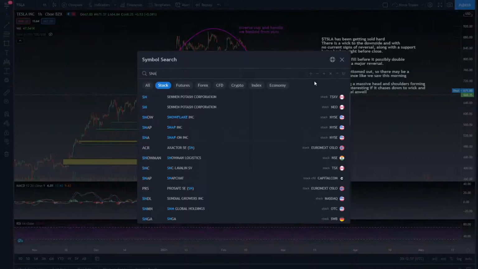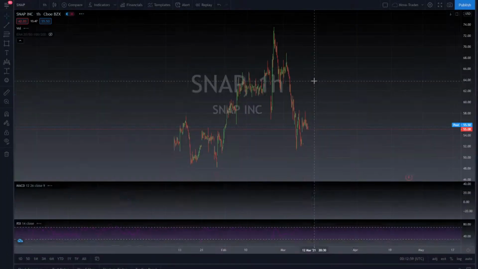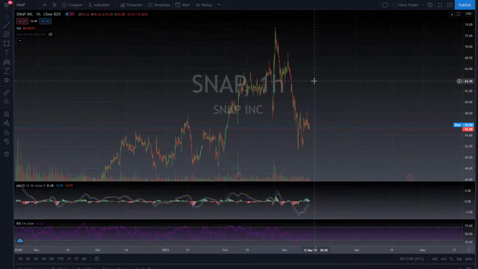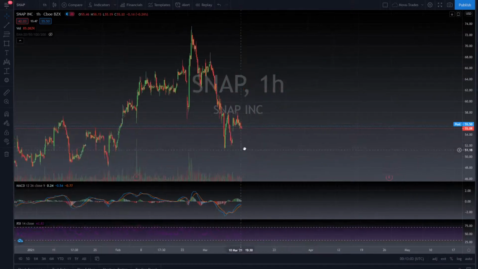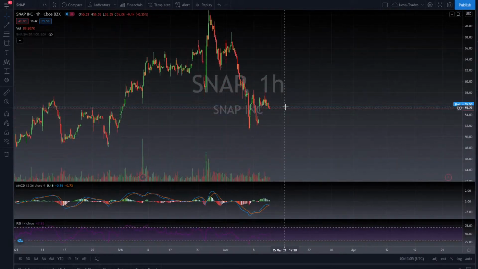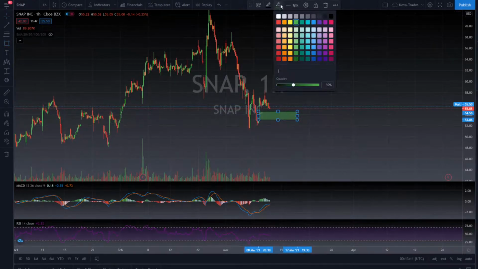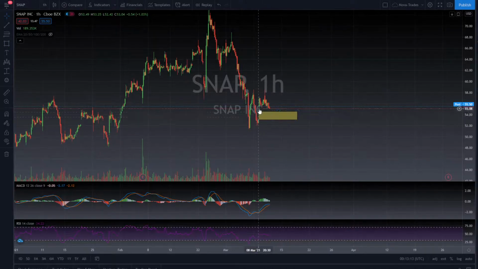Snap, yeah, I've never been a fan of Snapchat either. I think it's incredibly overvalued. But yeah, Snap doesn't look good either. Snap looks like it wants to come fill this gap sitting under itself. Anything tech related looks really weak right now, which is not a good sign. So we'll have to see how the stimulus affects tech.